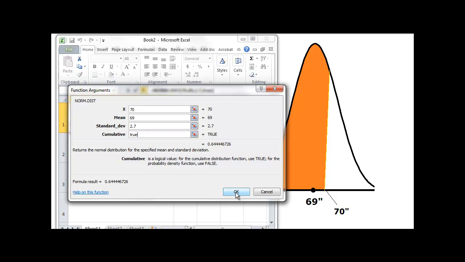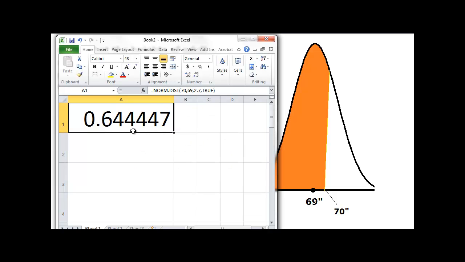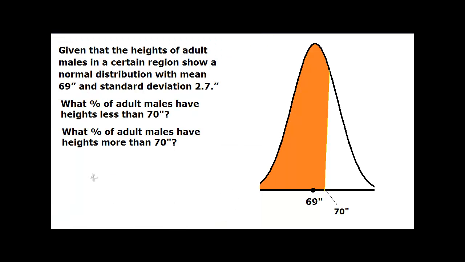Alright, so when we do that, we have 64.44% of the values below 70 inches. Now say we have to find the area that is to the right of 70 inches, because we want to know the heights of the adult males who are taller than 70 inches. Remember that we just found a short while ago the area to the left of 70, or the area for less than 70 inches.